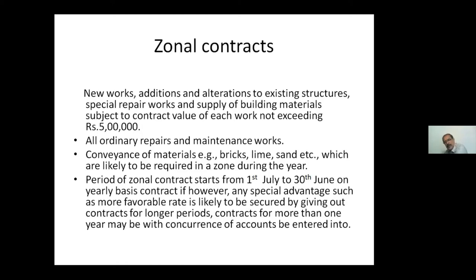And during this period, the work orders will be given to the zonal contractor who is selected for that. And he has to complete all the work orders in that period only. If any work order remains pending beyond 30th June of the next year, DRM's approval has to be taken with finance concurrence. Because no pending work order should be carried forward in the next financial year without prior approval of DRM. So that is about the zonal contracts.